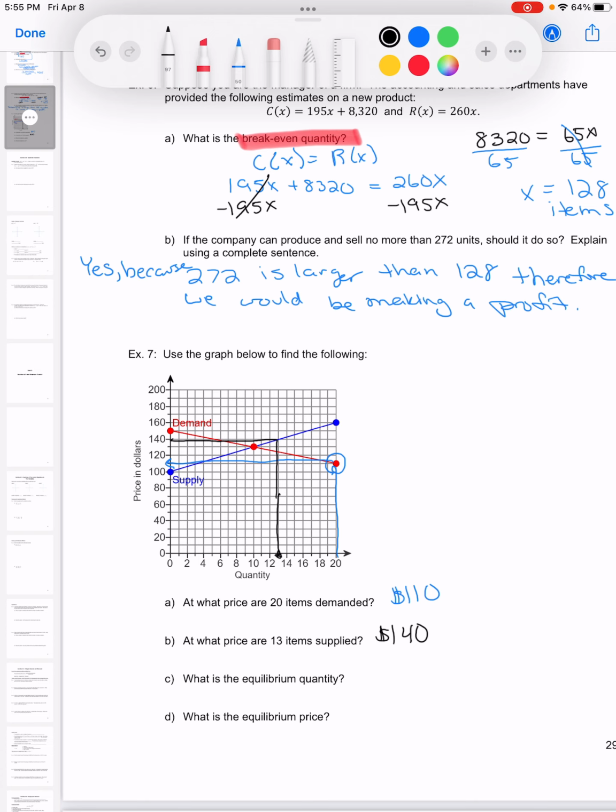Now, equilibrium we haven't talked about before, but the equilibrium is going to be our point right here. That's when the supply is equal to the demand. So that quantity coming down is at 10 items. And the price that goes with that is in between 120 and 140, so it would be 130.